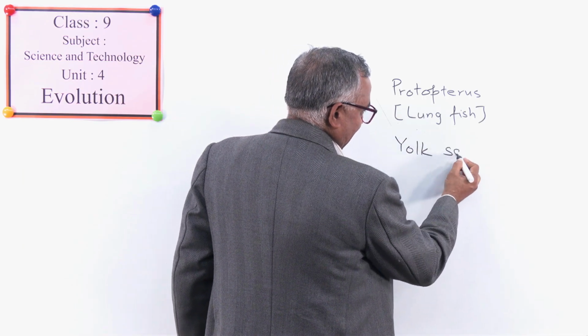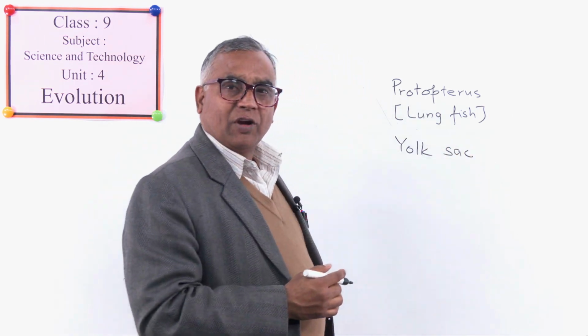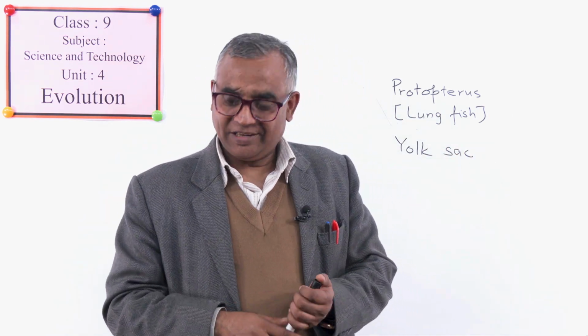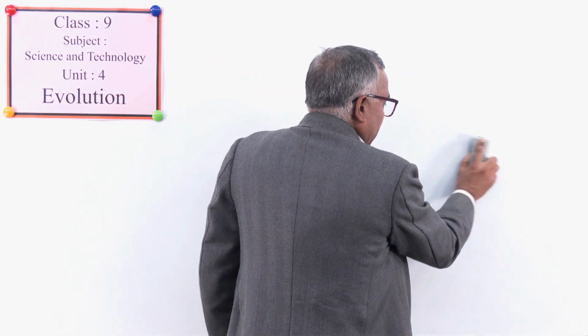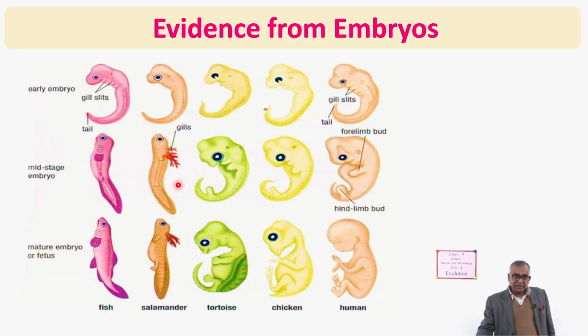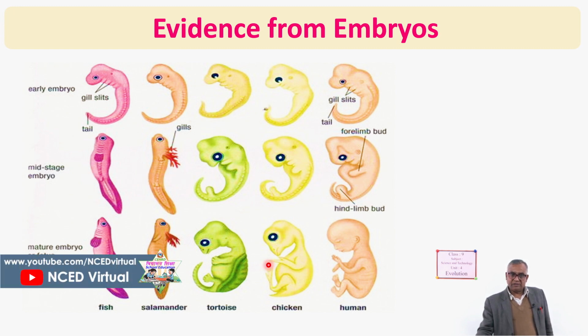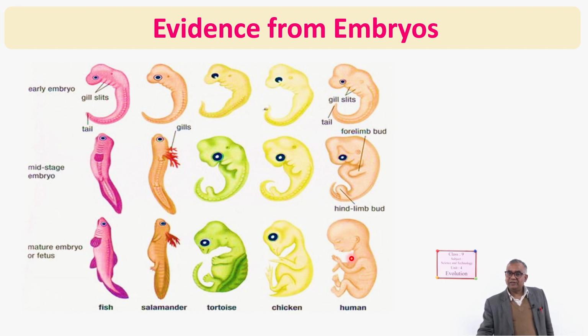Yolk sac, from which they get nutrition. Yes. So there are these similarities in early stage. When you come here in this stage, then a little bit of differentiation is found. Look, here differentiation is found, and here highly differentiated, very different from each other, isn't it?